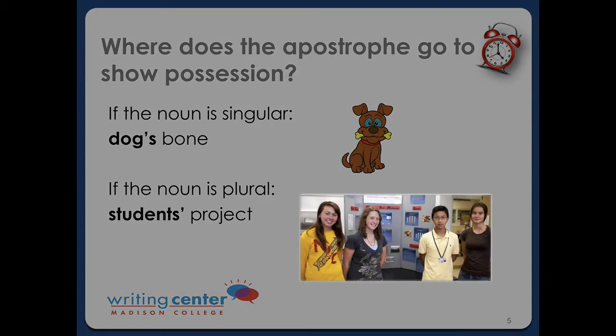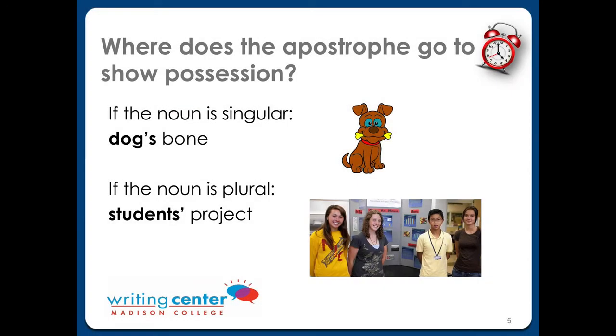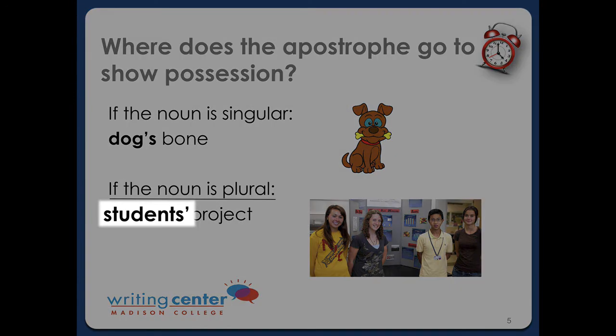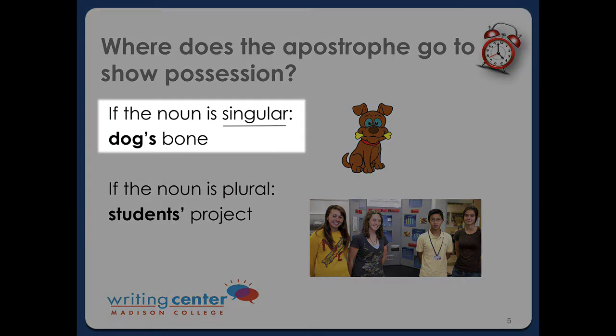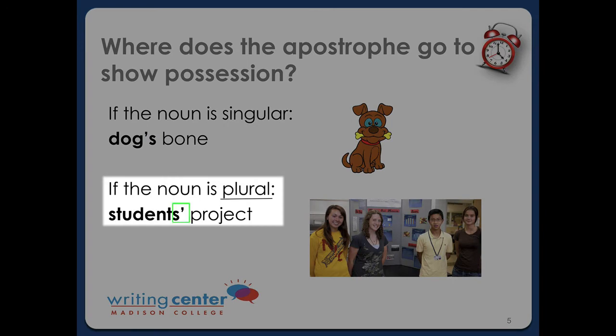Then in the second example, we have more than one student. In other words, the noun is plural. With the S already there, just add the apostrophe after the S. Think of it this way. Most of the time, singular nouns add an apostrophe S, and plural nouns add an apostrophe.